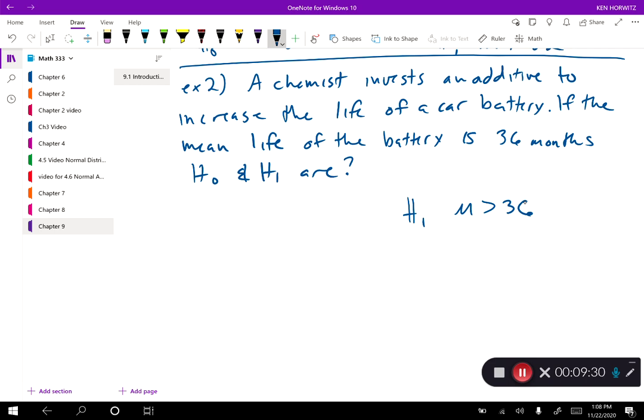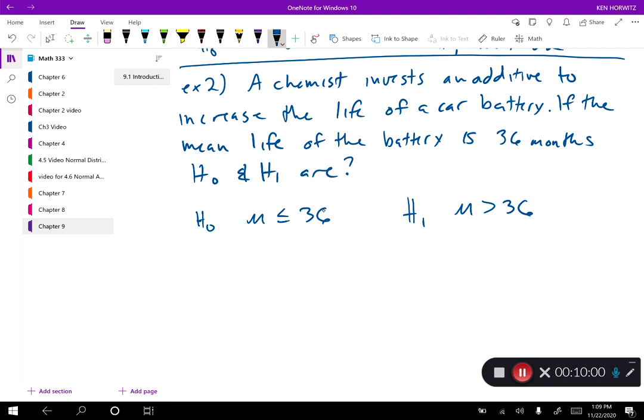Now remember, our null hypothesis is going to basically be the opposite of that. So it's going to be that mu not just equals, but less than or equal to 36. Then I have all my bases covered. All right? And again, we're just stopping there to kind of sort out our null and alternative hypotheses.